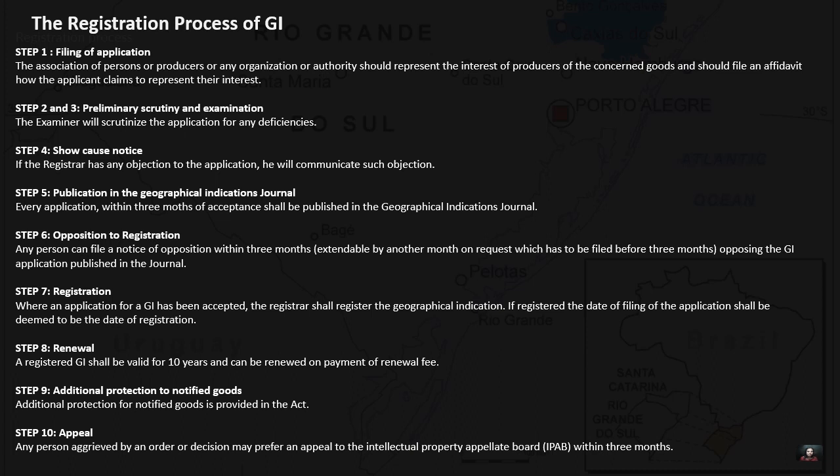Step 8 is the renewal. A registered GI shall be valid for 10 years and can be renewed on payment of a renewal fee. Step 9 is the additional protection to notified goods. Additional protection for notified goods is provided in this act. And step 10 is the appeal. Any person aggrieved by an order or decision may prefer an appeal to the Intellectual Property Appellate Board, that is IPAB, within 3 months. This is the registration process for the GI.